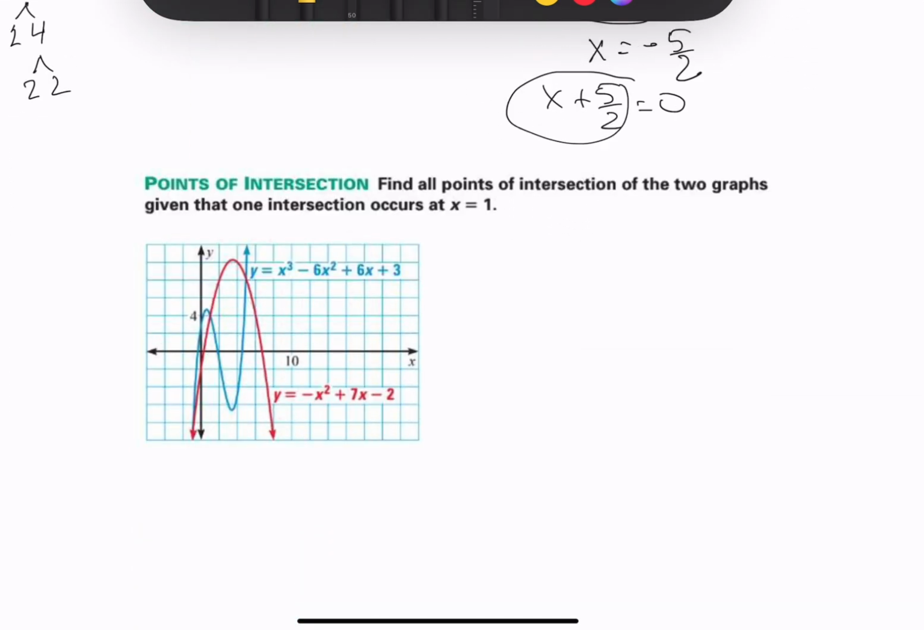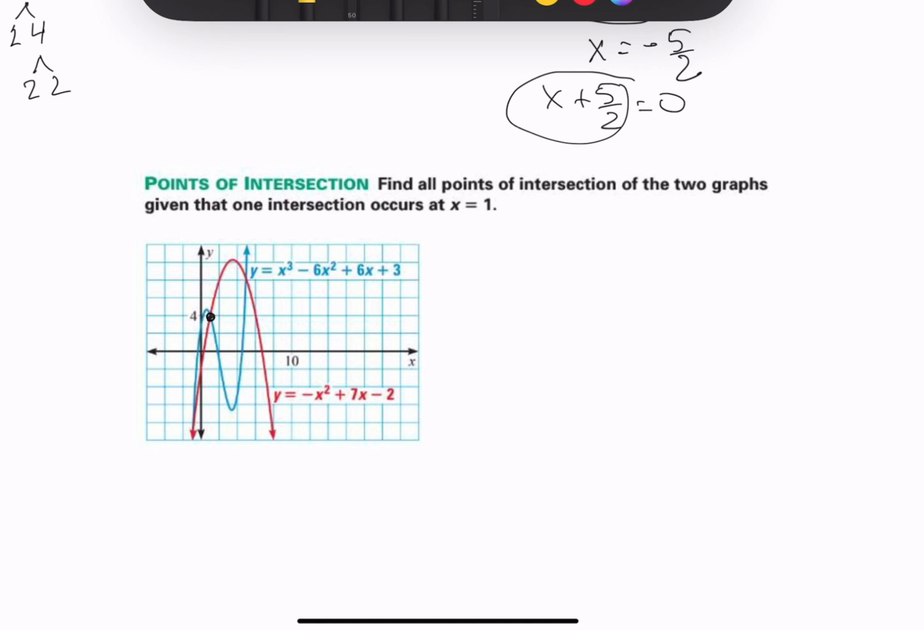Find all points of intersection of the two graphs, given that one intersection occurs at x equals 1. So let's see. At x equals 1, I see this is going by 10. So at x equals 1, I've got one point of intersection. Okay, so when two graphs intersect, they are equal to each other.